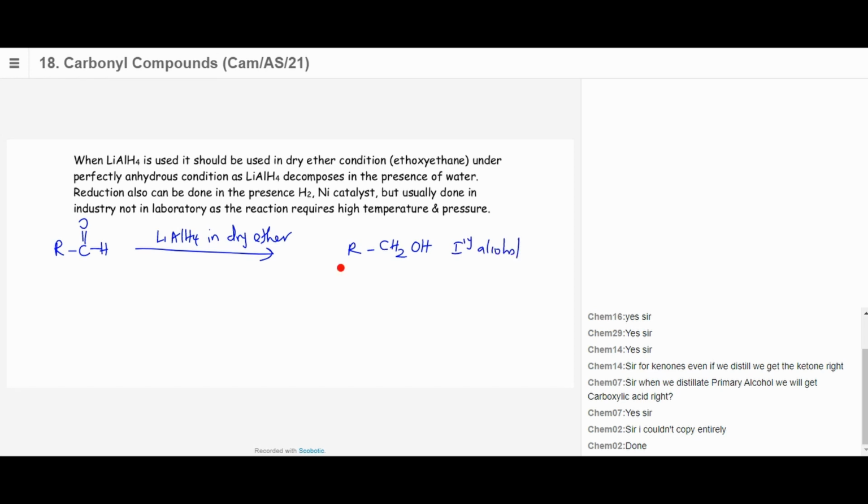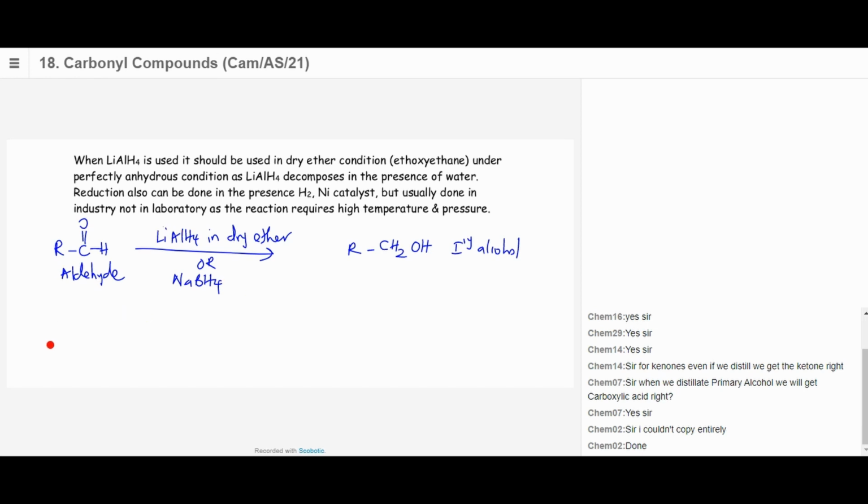This reduction can also be achieved by sodium borohydride. That's also a strong reducing agent. So either lithium aluminium hydride or sodium borohydride can be used for the reduction purpose. And this is the aldehyde. Of course, sodium borohydride is very convenient to use because there are no restrictions such as for lithium aluminium hydride. No dry ether conditions are required for sodium borohydride, right? But for lithium aluminium hydride, you have to maintain dry ether conditions.